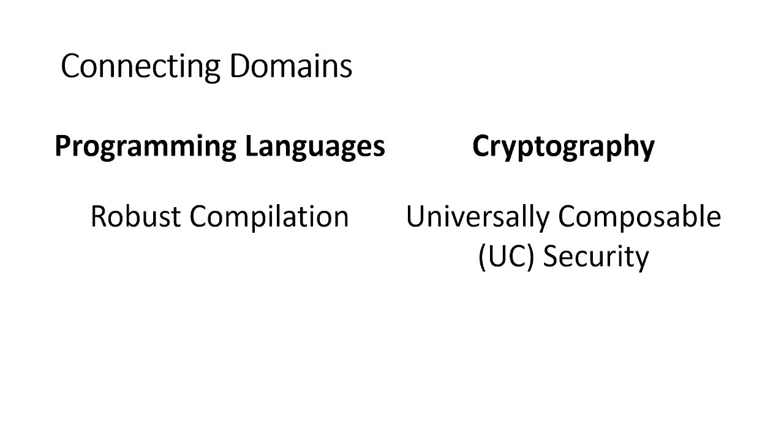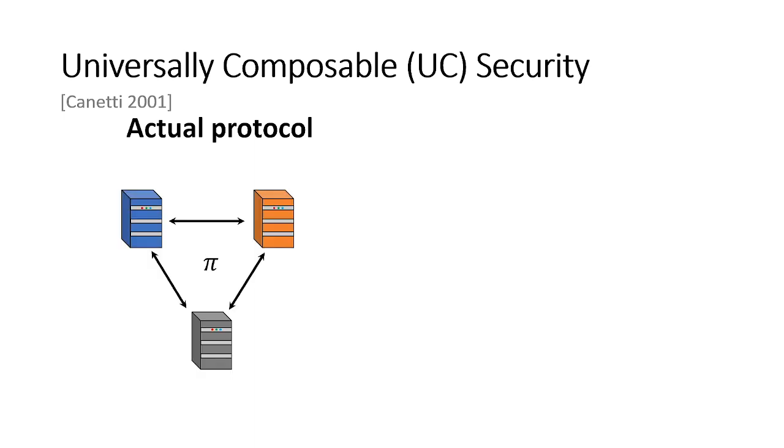Now, I don't expect everyone in here to know what UC security even is. So as a quick primer, this was originally introduced by Ran Canetti a little over 20 years ago. And it's a framework for defining and proving the correctness and security of cryptographic protocols in a way that ensures that they compose really nicely. So at a very high level, you take an actual protocol, which we're going to call Pi, and it has a bunch of different machines, and they're all talking to each other.